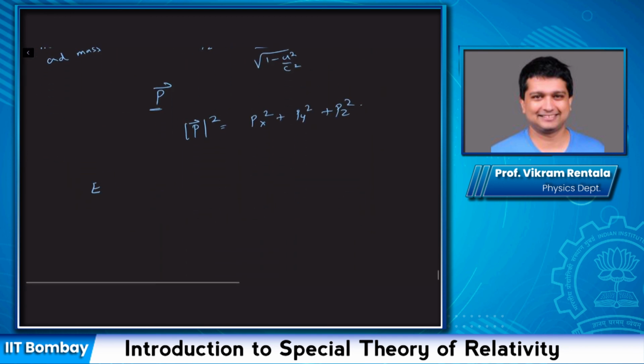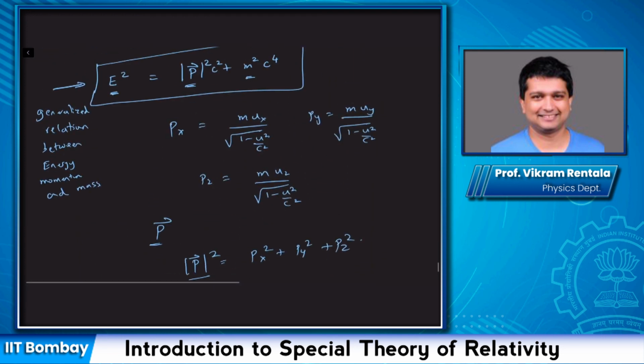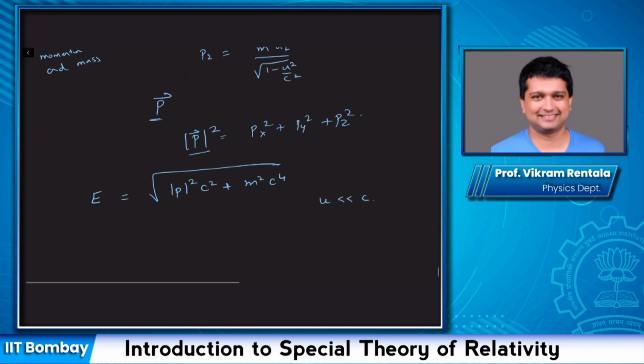Or we can write this as E is equal to the square root of mod P square c square plus m square c to the 4. I'm just going to drop the vector sign, but mod P is the mod of this vector. Again, we can expand this for u much less than the speed of light. For u much less than the speed of light, P, or any component of P, or mod P, is much, much smaller than mass times c.